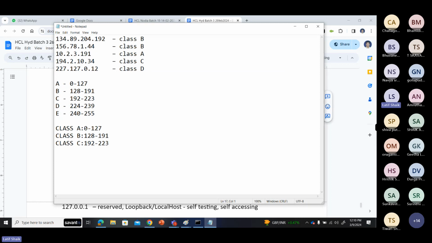And as I said, an IP address looks like this. We call this an IP address, right? There are many different types of IP address: class A, class B, and class C IP addresses. This IP address is again split into two portions.